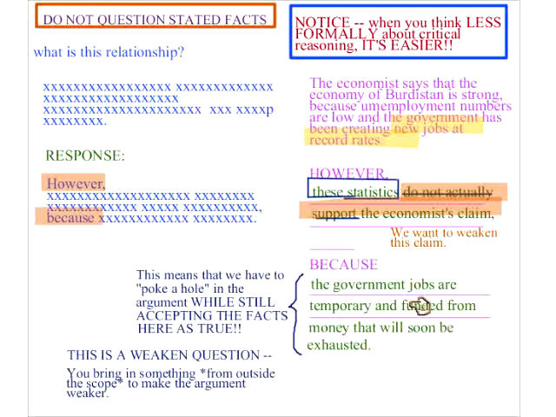If you watch the study hall about strengthen and weaken problems, then I talk a little bit more about this. But you do need to basically use your common sense to decide what is relevant and what is not.